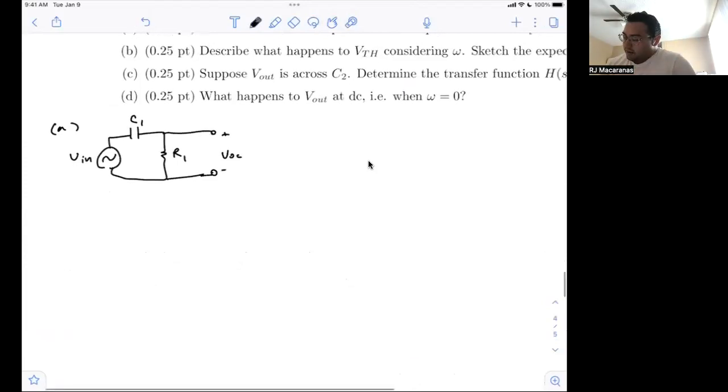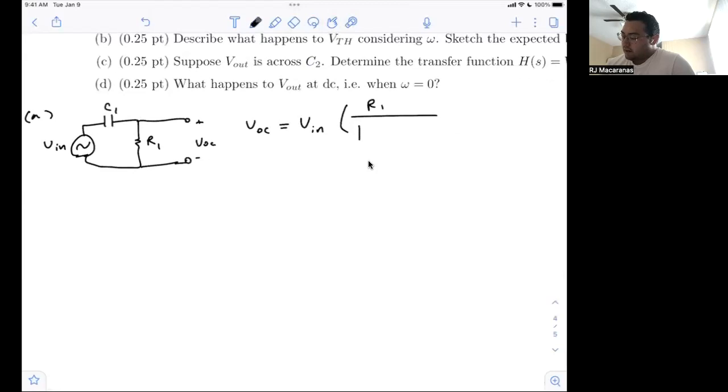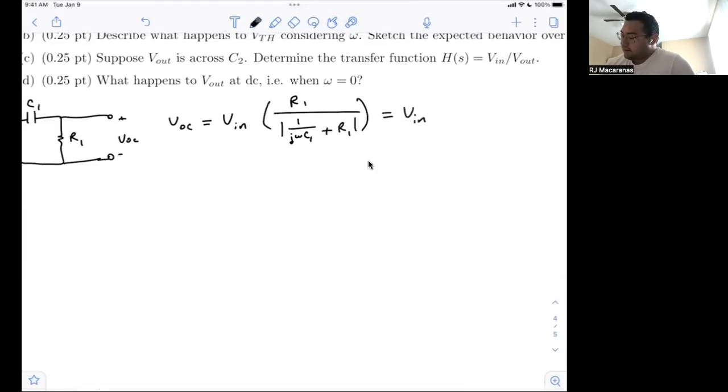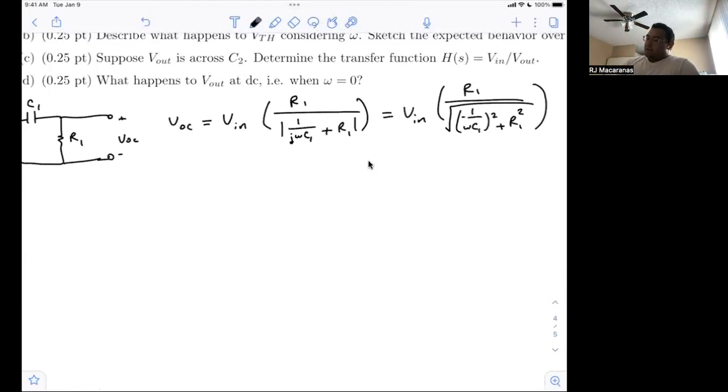So Vn is specified in RMS. So I'm just going to use the voltage divider principle here to figure this one out. V open circuit is equal to Vn times R1 divided by, in this case, we have to use the magnitude. So the magnitude of 1 by j omega C1 plus R1, which in this case, that magnitude, let's rewrite this, R1 divided by the square root of minus 1 by omega C1, quantity squared, plus R1 squared. So that's our open circuit voltage.